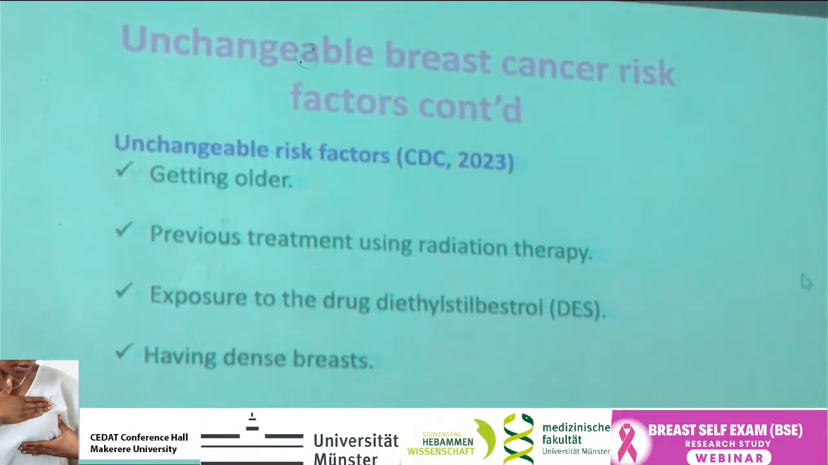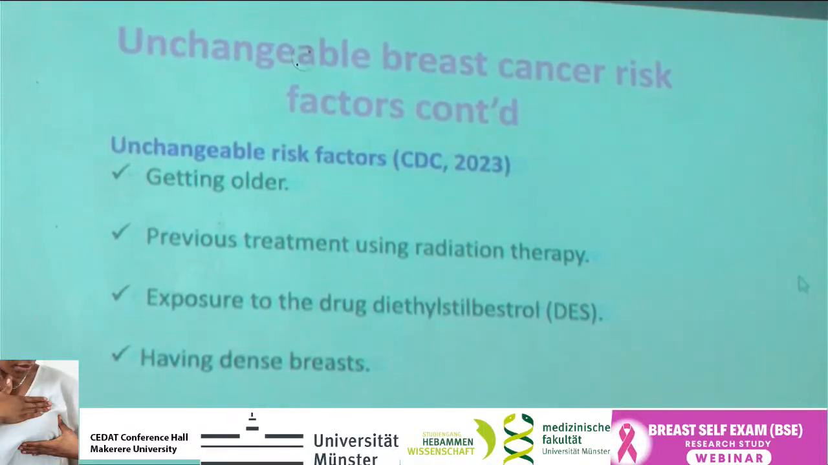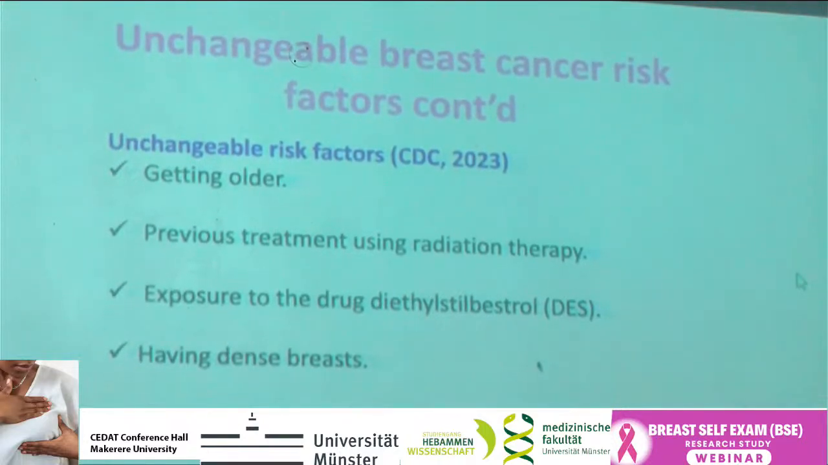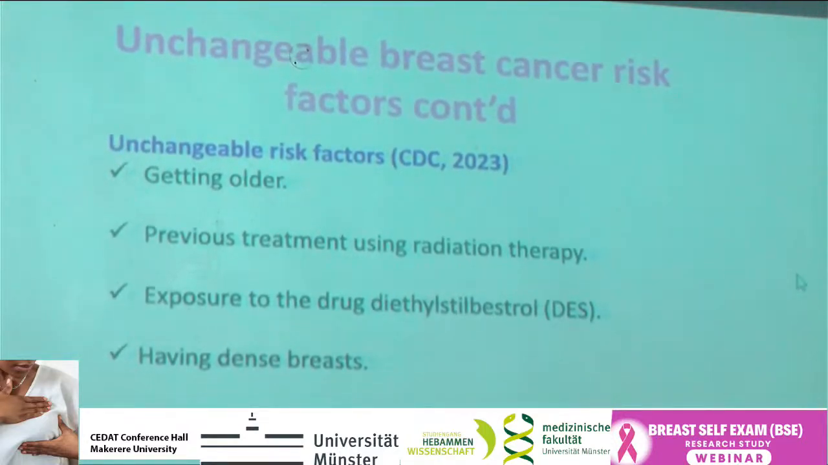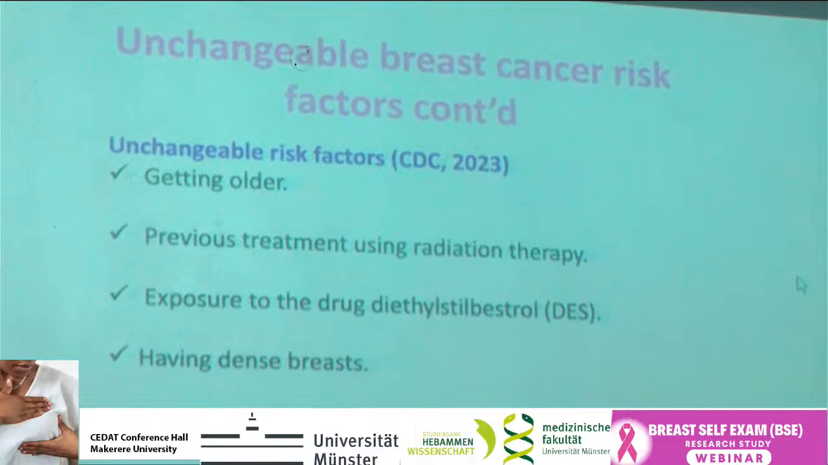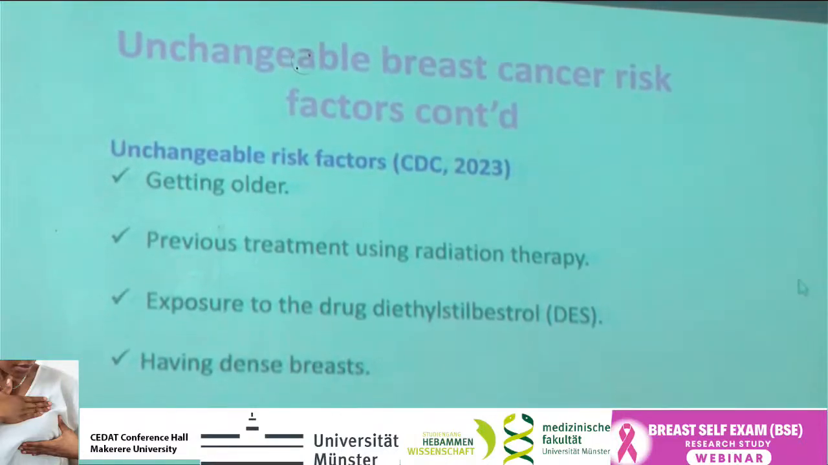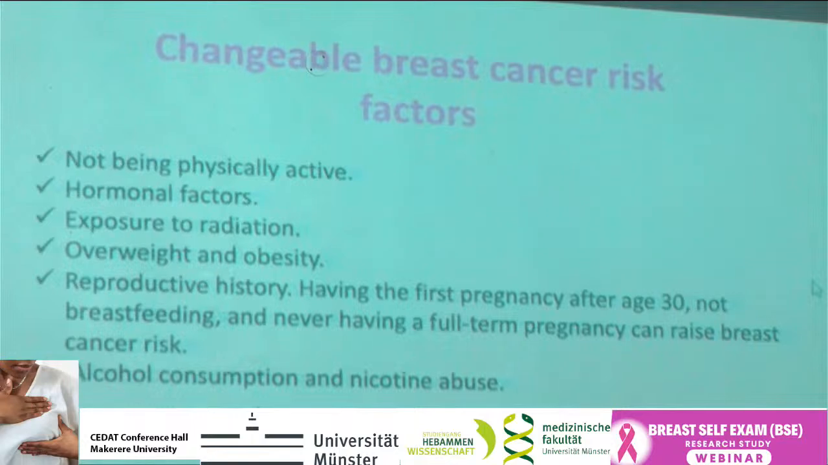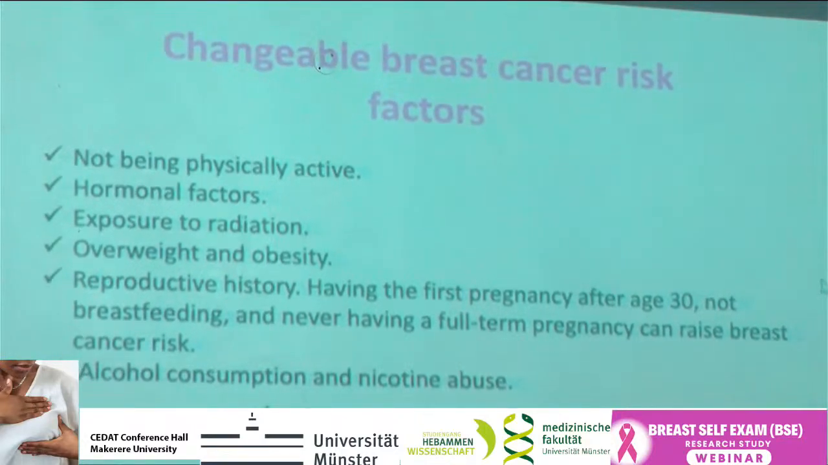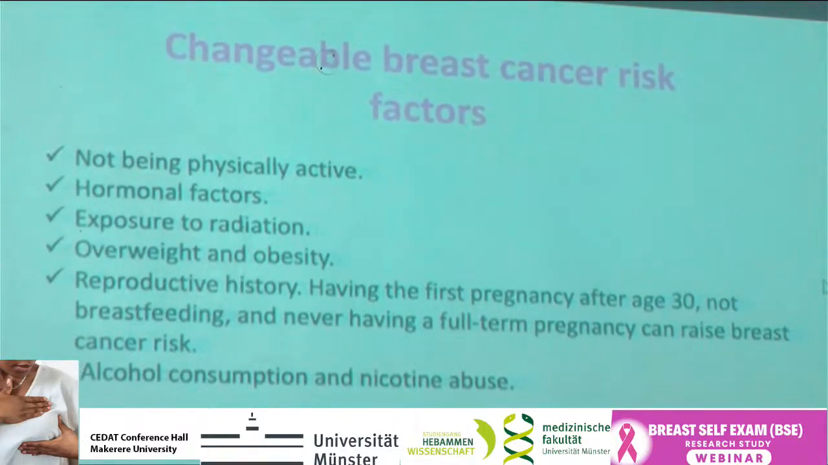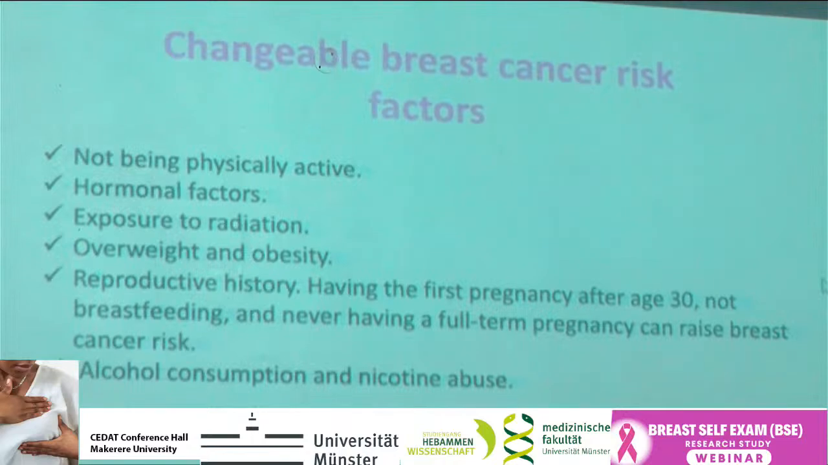exposed or have a risk of developing breast cancer. Having a denser breast is another risk factor of developing breast cancer. Then let us look at the changeable risk factors according to the Centers for Disease Control.